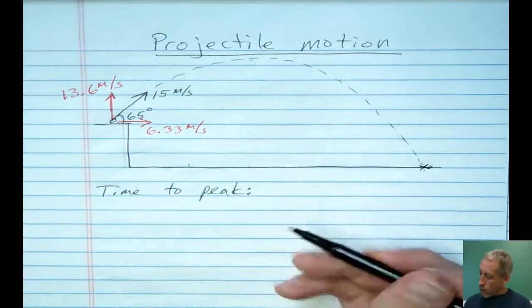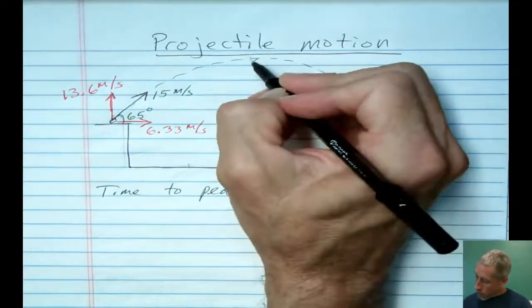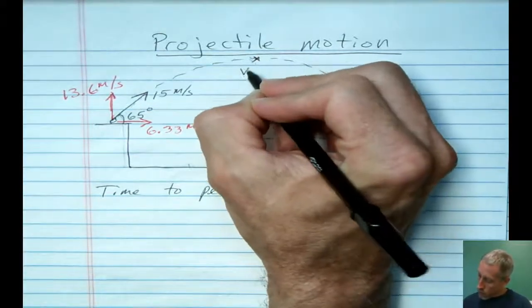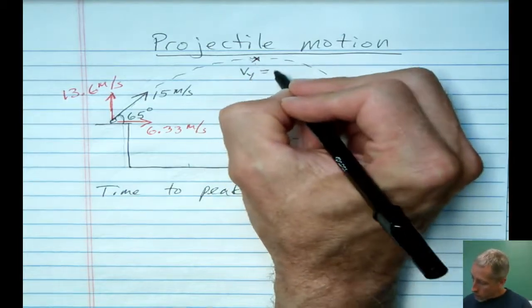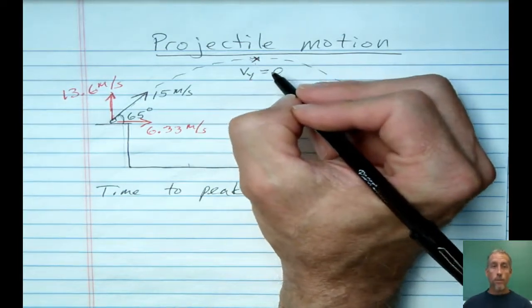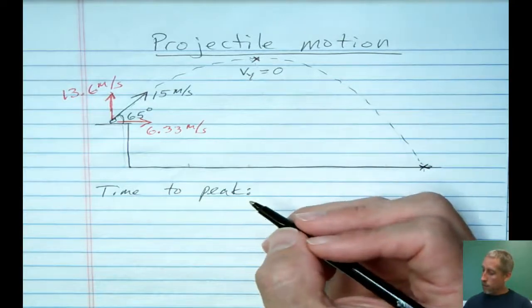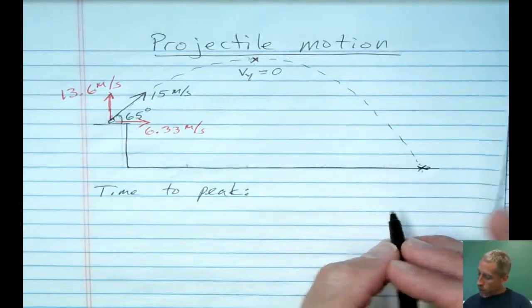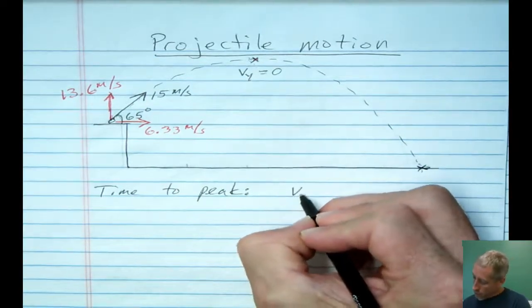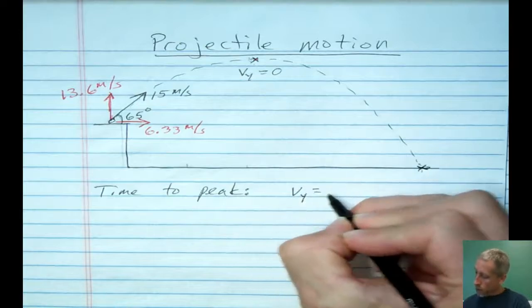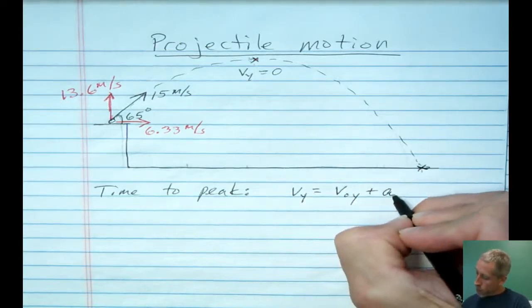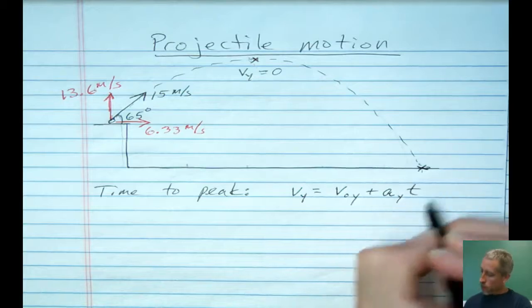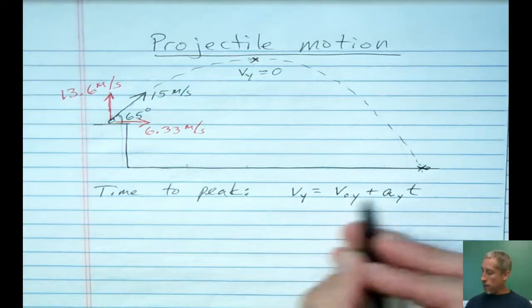I think about what I know at the peak. Up here is where the vertical velocity, I'll call that v sub y, is momentarily 0. That's, of course, why it's the peak. It stopped right there. So I've got a relationship that says that my vertical velocity is equal to my initial vertical velocity plus the vertical acceleration times the time. So this is a very typical kinematics equation.